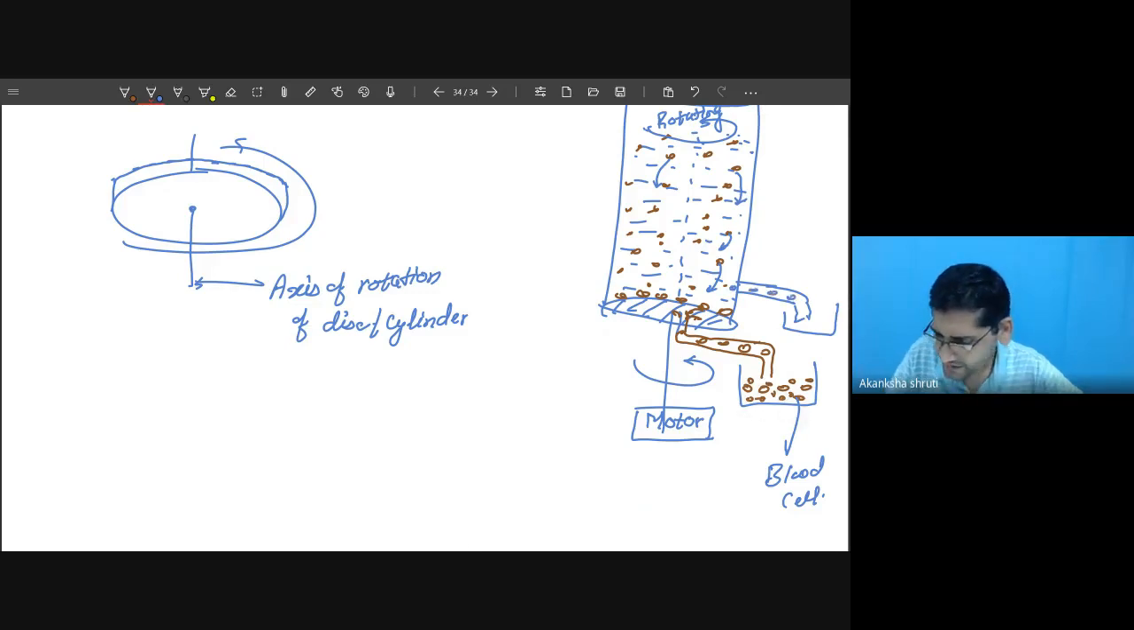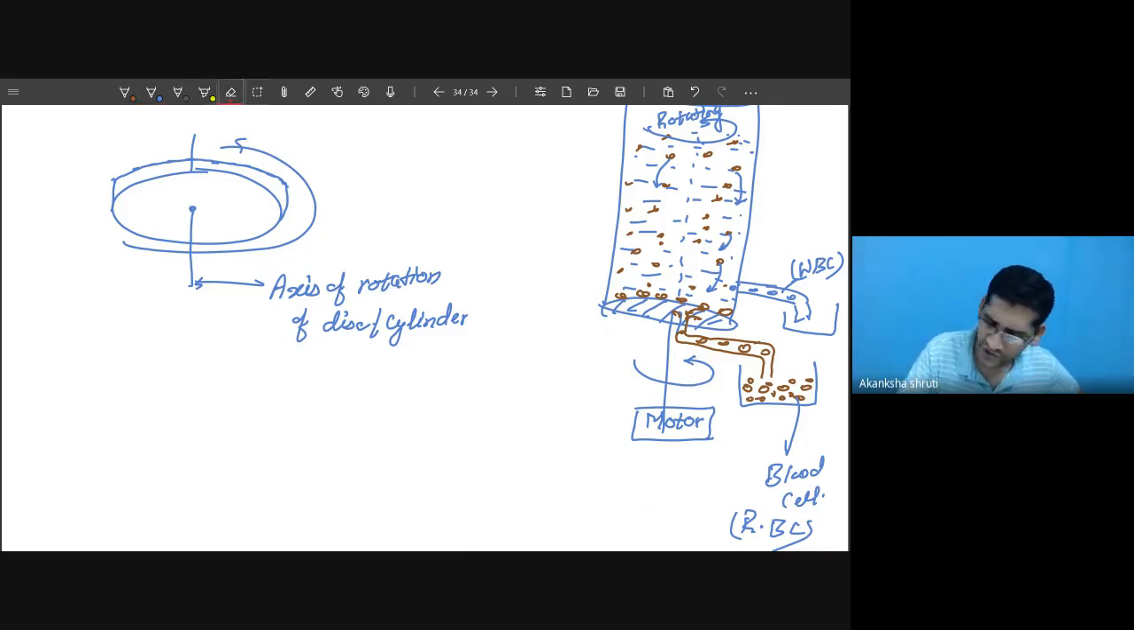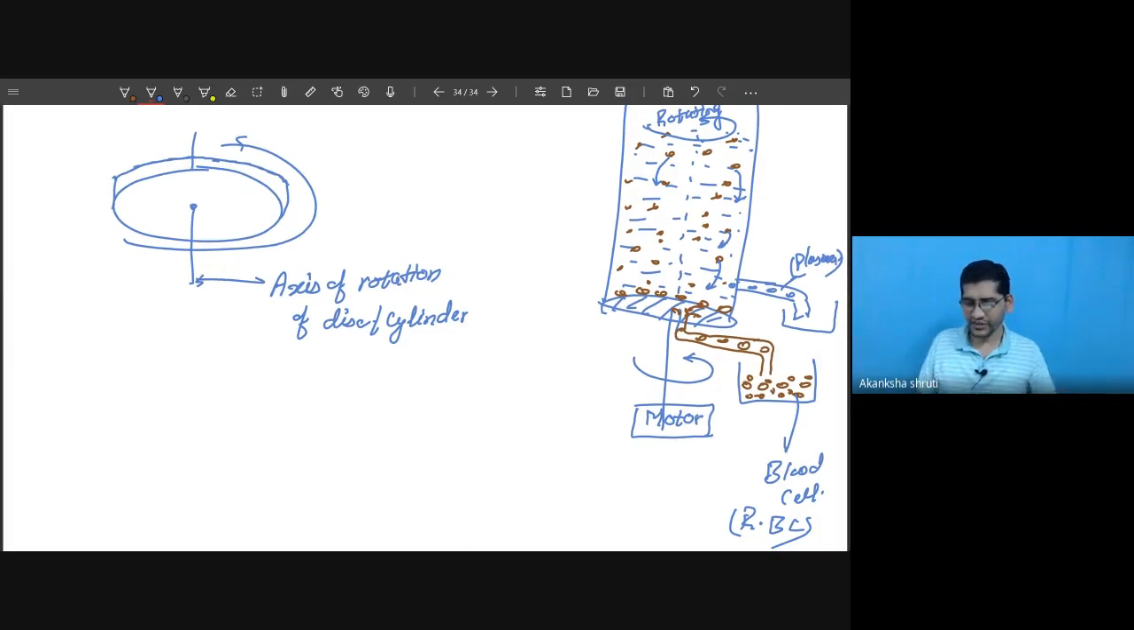Say this is our RBC. Then it is possible to get WBC in this region, because of this rotation it will be at the upper level. So the lighter one will be collected here. This WBC is rather more heavier, so better to write this as the plasma. So it is the plasma. Okay, so this is the method.